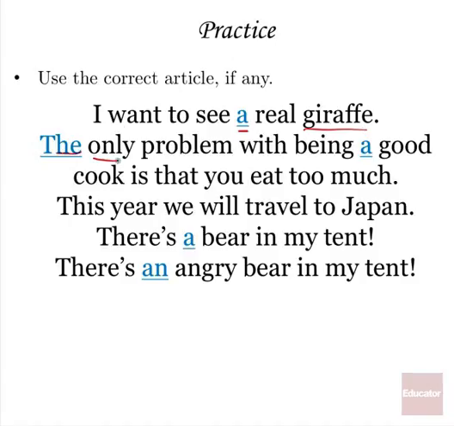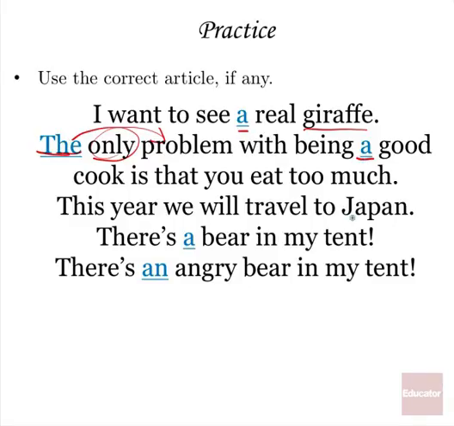The only problem, your keyword here was only. There's only one of these things, so we were going to want the definite article, the, to modify problem. The only problem with being a good cook, well, there's presumably more than one good cook in the world, so any good cook would have this problem, is that you eat too much.